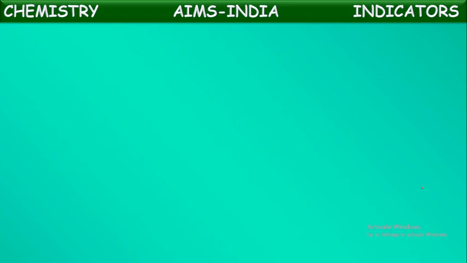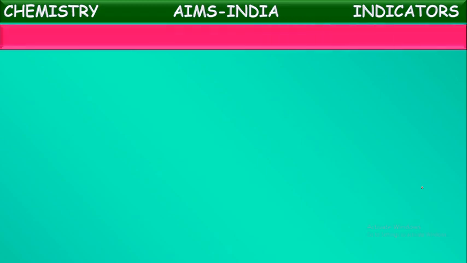And one more category of indicators we have seen is synthetic indicators, or man-made indicators. These indicators are prepared in the laboratory. We have discussed two types of them. One is methyl orange. The name itself says it is an orange colored solution. And one more is phenolphthalein. These are synthetic indicators.